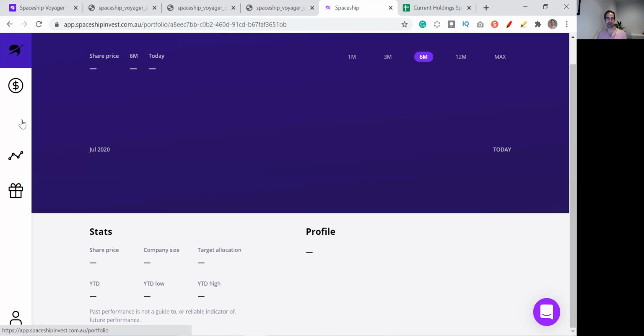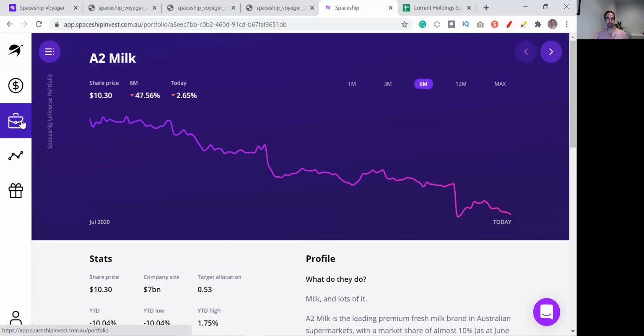But we want to see the entire portfolio. And this is the first one alphabetically, and not a great example to look at. A2 Milk, an Australian listed company. The company is from New Zealand, and it's listed on both exchanges. And as you can see, the last 6 months have not been very positive for A2 Milk. So minus 50%. This was definitely not a contributor to the great performance of the portfolio.